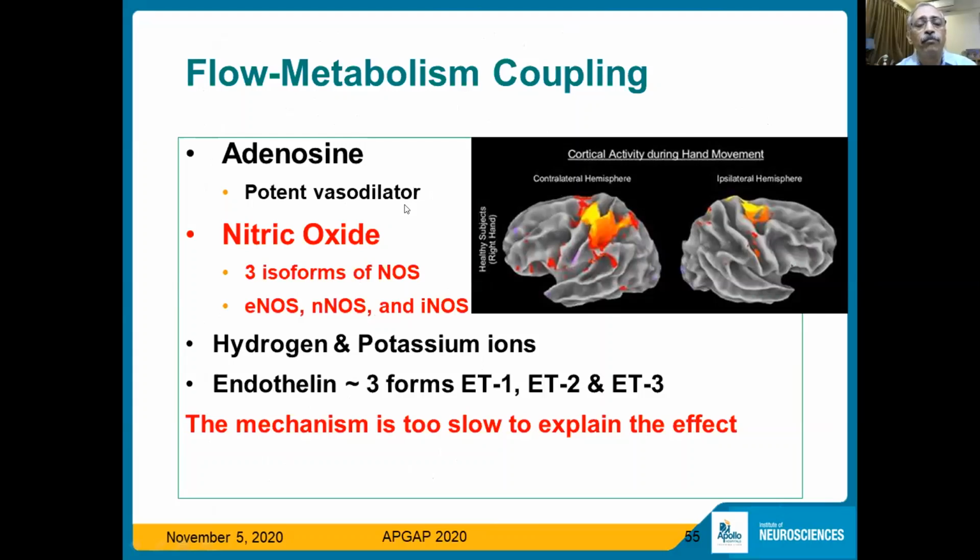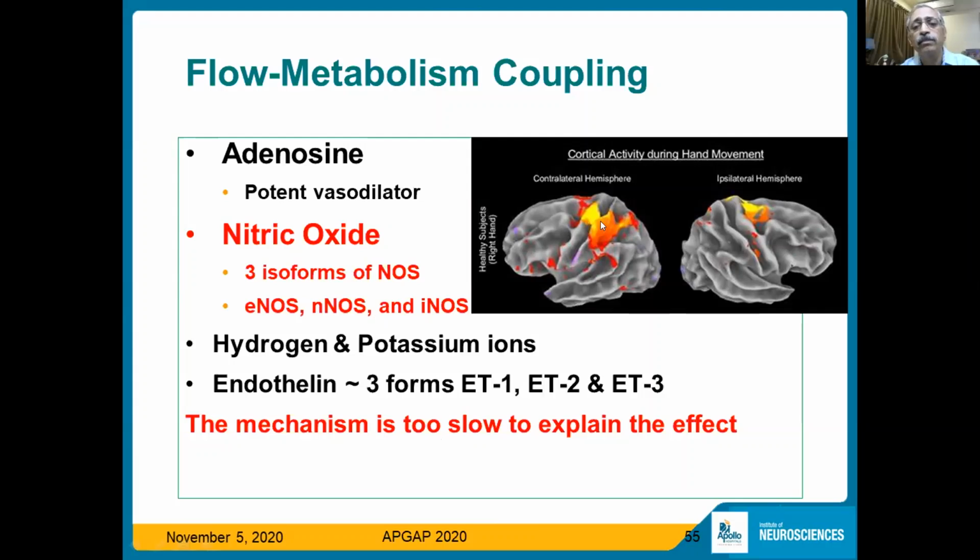The next is flow metabolism coupling. There are various factors involved in the maintenance of the flow for an increase in the metabolism, and this basically happens whenever there is an increase in the metabolism. There is an increase in the flow, which is nicely coupled because of various potent vasodilators, such as hydrogen ions and endothelin, which are vasodilators. Now, this cannot be fully explained, but it is what causes the flow metabolism coupling. This is how the fMRI looks.